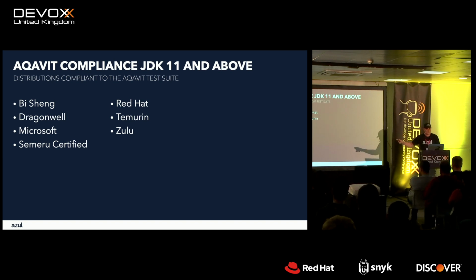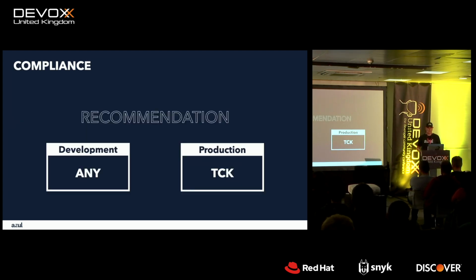These are the distributions that are compliant to the Aquavit thing. And another thing is, if you are compliant to Aquavit, you also have to be compliant to the TCK. So if you only see this one, it means they also have the TCK. But again, DRAGONWELL, only JDK 8. Right? So it's complex sometimes. And you can get that on the Adoptium Marketplace page, these JDKs. Okay, so recommendation: development, I don't care. Production, make sure it's a TCK compliant JDK distribution, which most of them are, but you have to know that this is available.